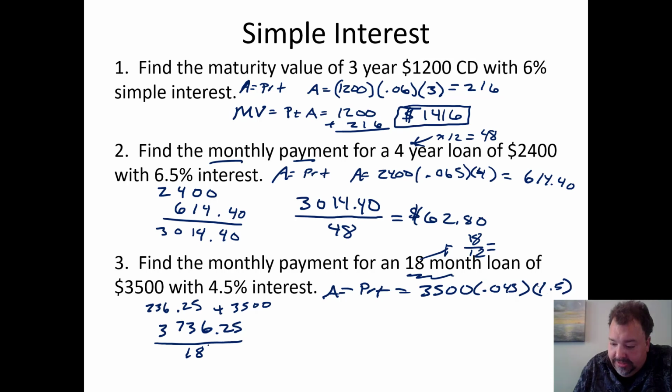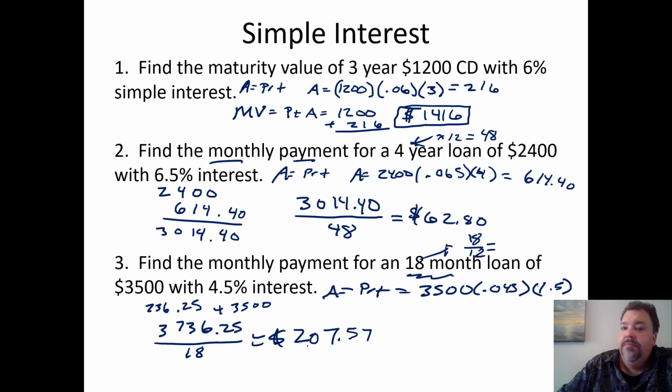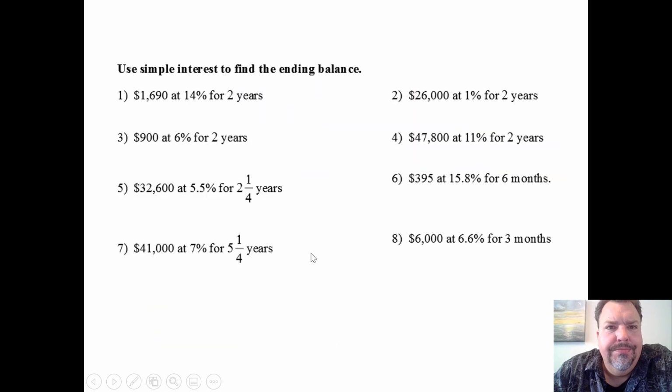So 3,736.25 divided by 18. And here we're going to have to probably round it to the nearest cent. Comes out to 207.569. And we're going to round that to the nearest hundredth. So we're rounding to the nearest cent, $207.57. And that's how we solve simple interest.